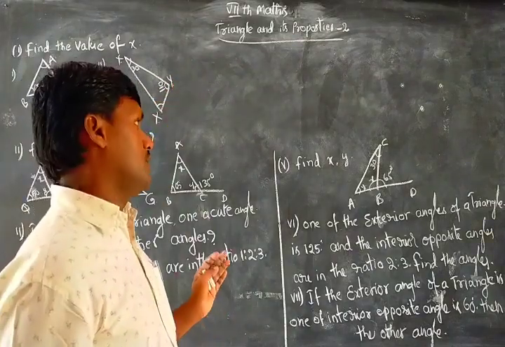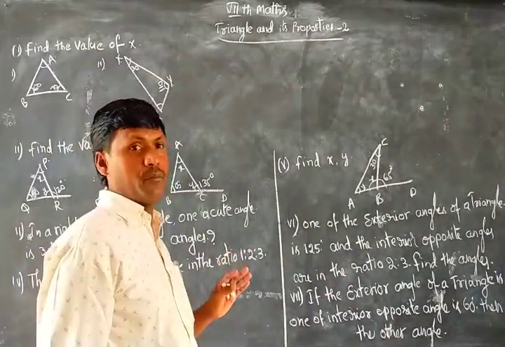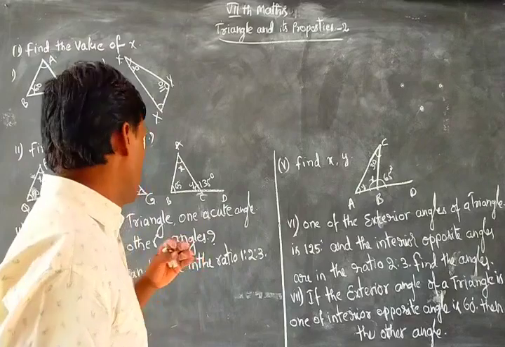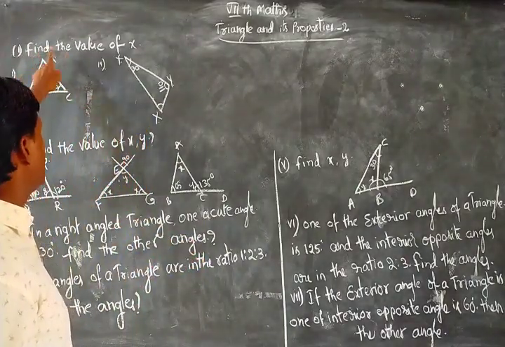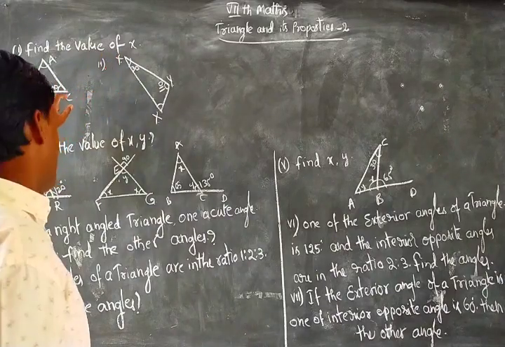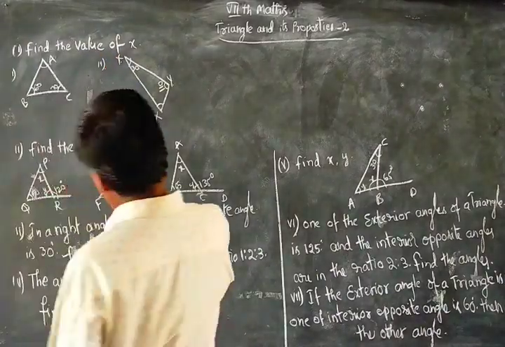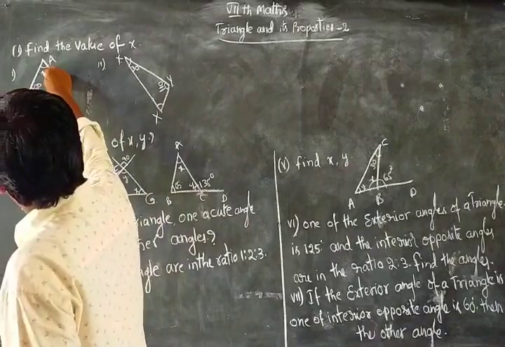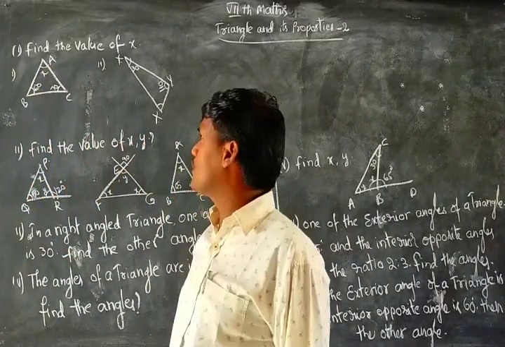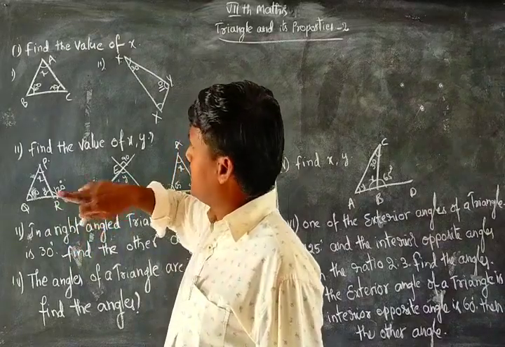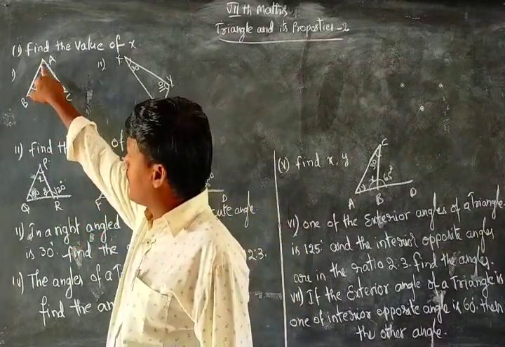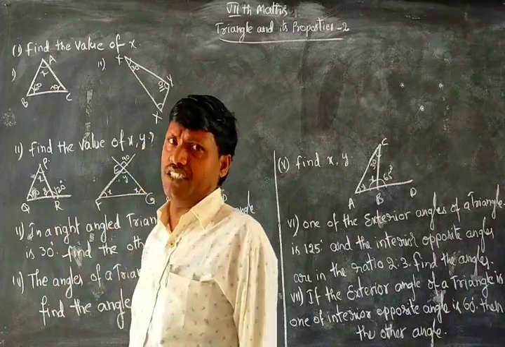Already in the previous class we learnt about the introduction and we did some problems. Today we are going to do some problems, and here we have to find the value of x. He gave a triangle, and we have to find the value of x. Again, a triangle ABC is given.